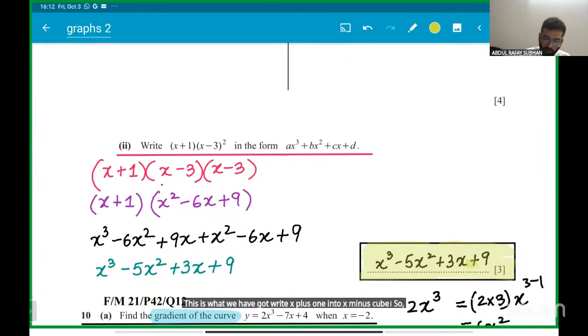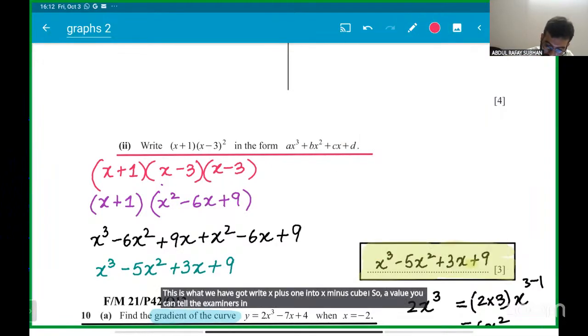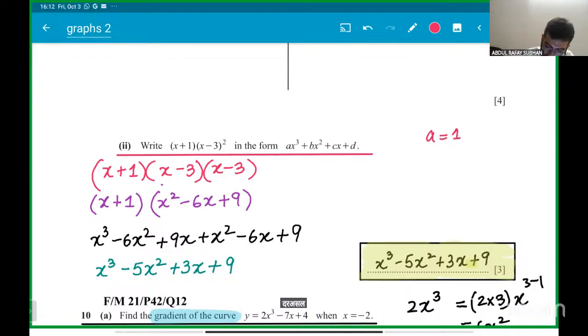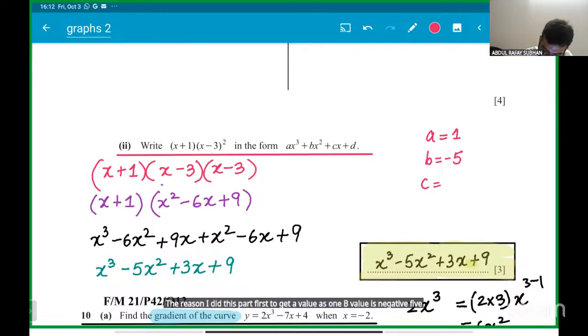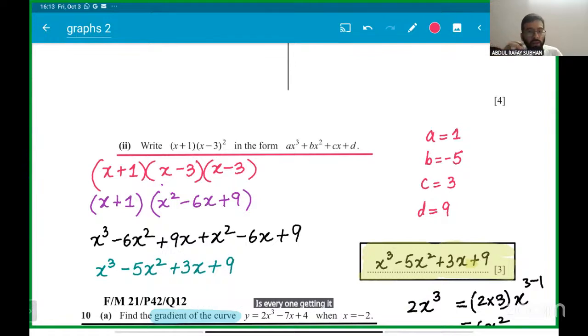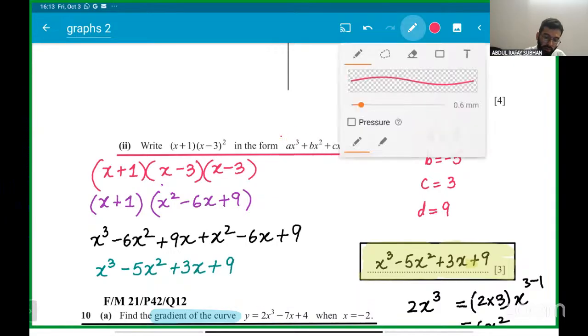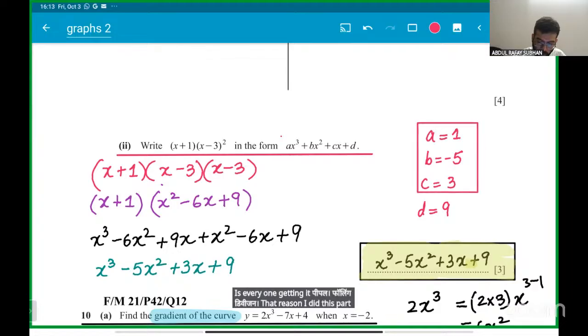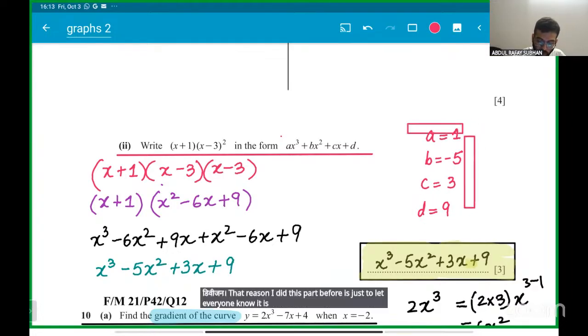So a value, you can tell the examiner, sir, a value. The reason I did this part first: a value is 1, b value is negative 5, c value is 3, d value is 9. Is everyone getting it? The D value is 9, C value is positive 3, B value is minus 5, and A value is 1. The reason I did this part before is just to let everyone know it's a cubic graph.